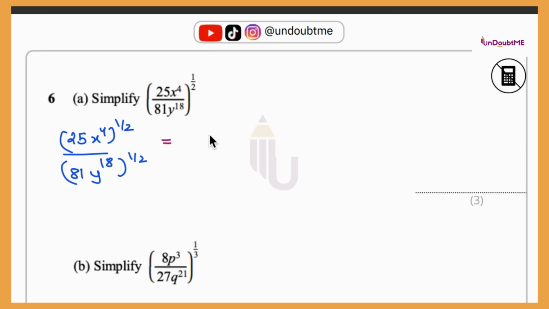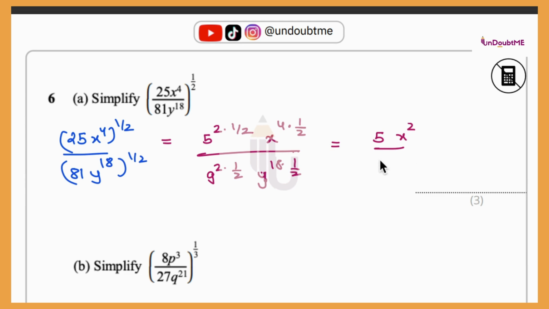Then 25 is 5 square to the power 1 by 2, x to the power 4 to the power 1 by 2 over 9 square to the power 1 by 2 and y to the power 18 to the power 1 by 2. That will be 5x square over 9y to the power 9. That will be the simplified form.